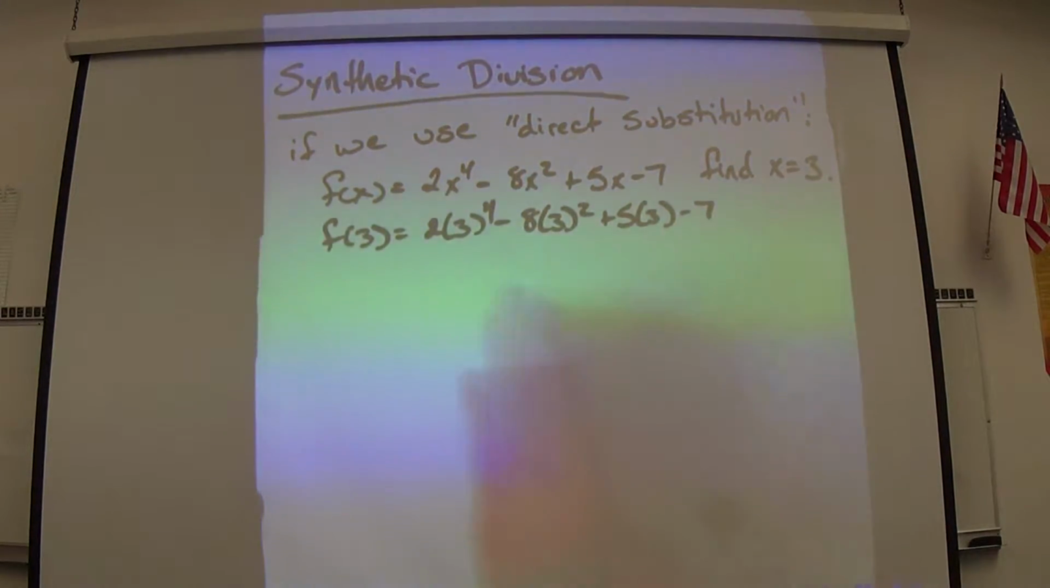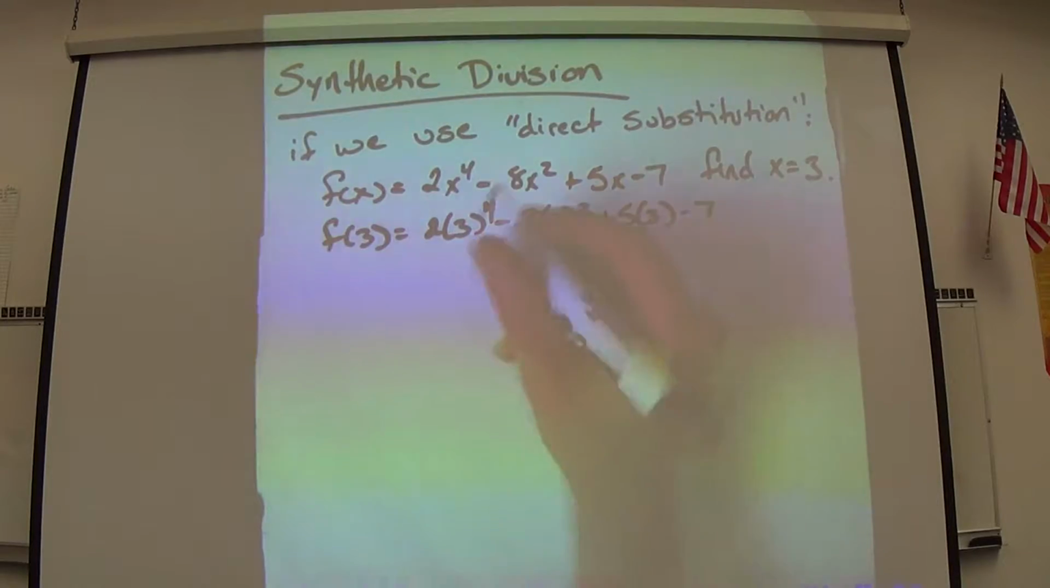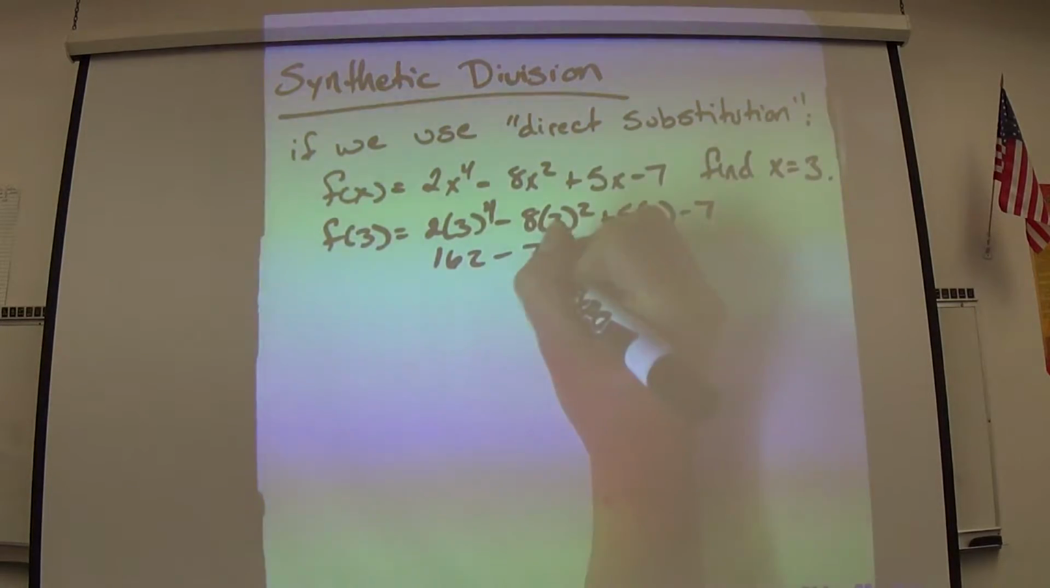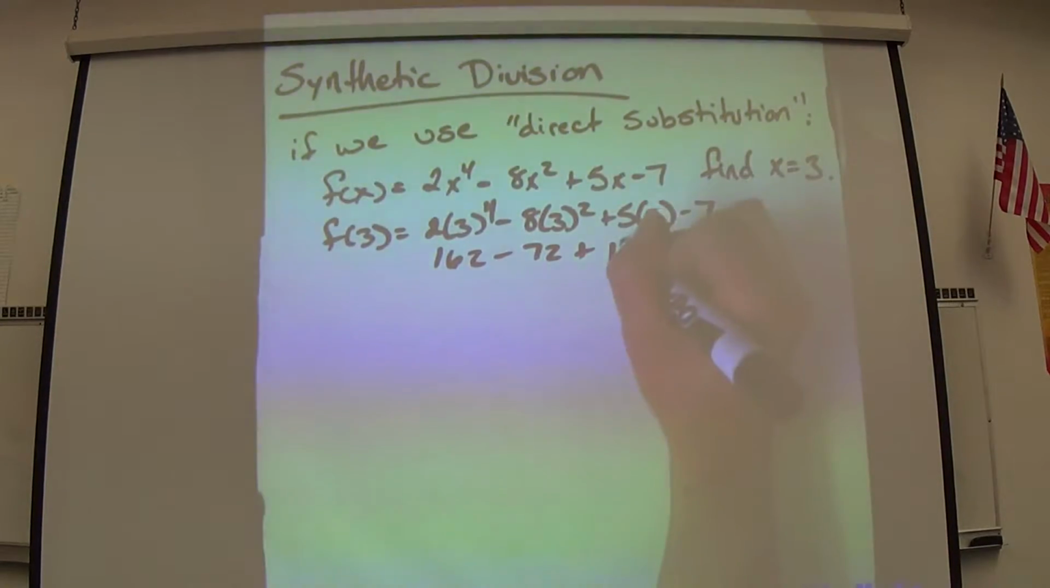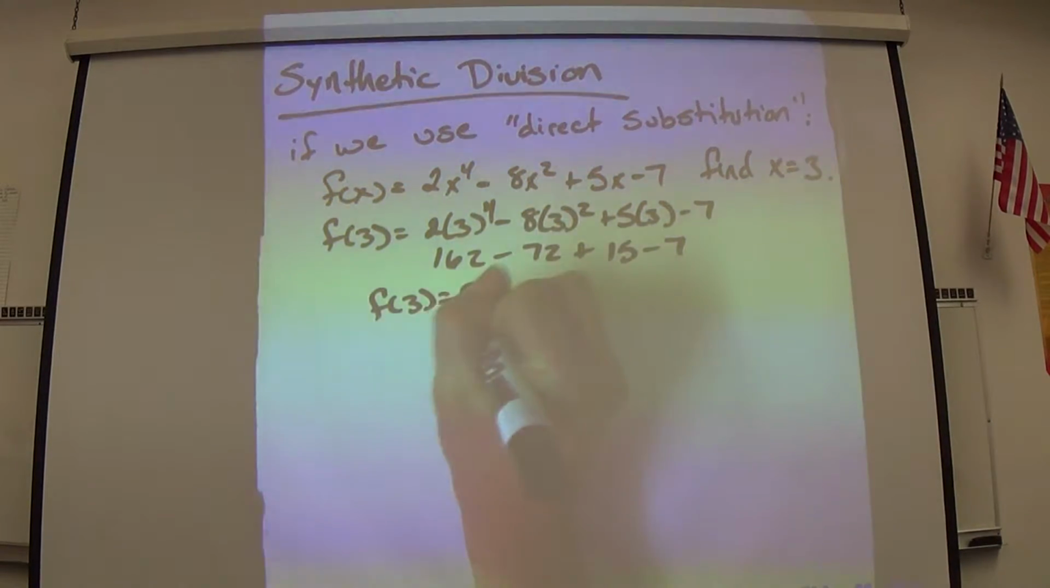Once I replace the x value, I have to do order of operations. So you would have to take the 3 to the 4th power. That would give you 81 times 2 gives me 162. Minus 3 squared is 9 times 8 gives me 72. Plus 15 minus 7. Subtract it all out. And you would get 98.